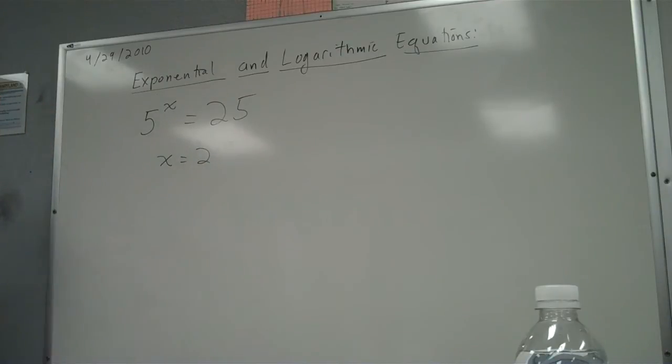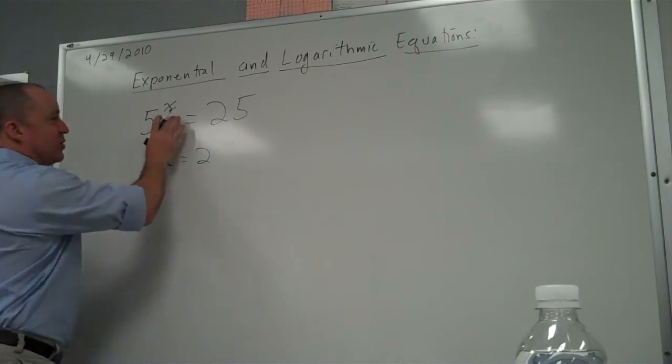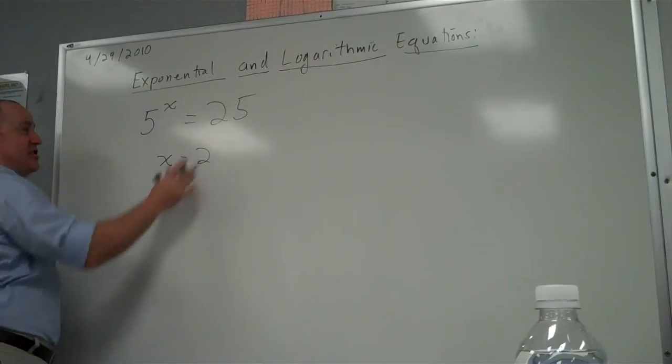How did you solve that one? Common sense, says Rodney. What'd you say, Sarah? Mind power. Mind power. The fact that you've known for years that 5 squared is 25. This one you should be able to solve pretty much by observation.